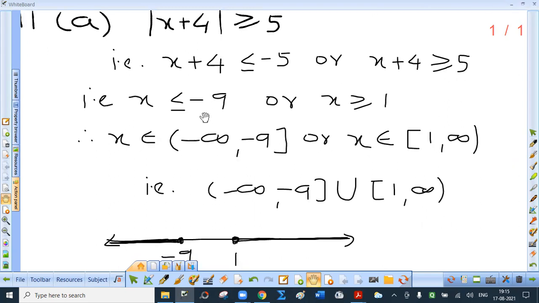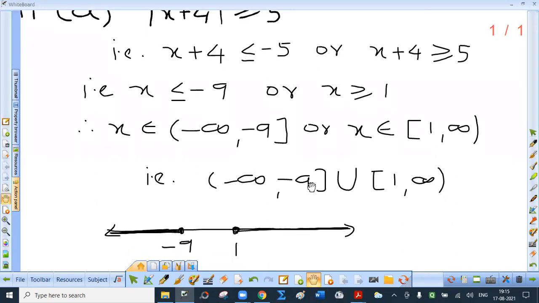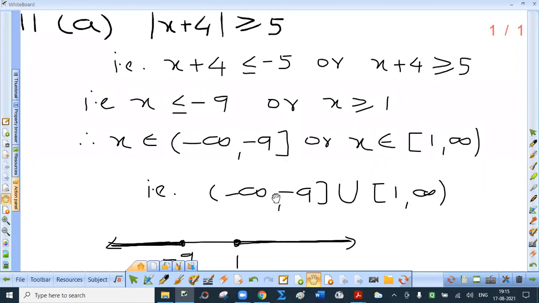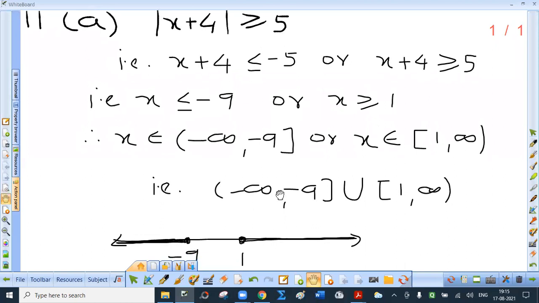Using interval notation, minus infinity to minus 9, minus 9 is included, and or x belongs to this semi-open interval 1 to infinity. If you want to use the number line, you can do that. This is not required in the exam. So that's it for today.